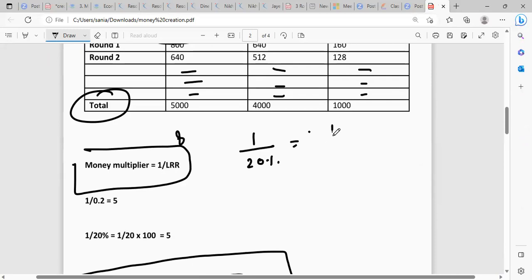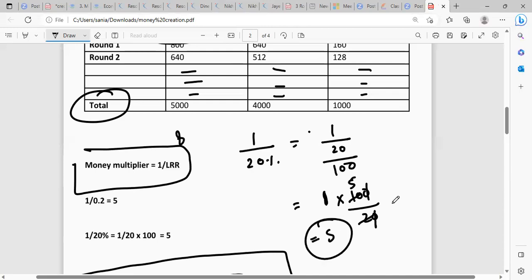Now how to solve this? 1 upon 20 divided by 100. Because I already told you whenever you're getting percentage, that means 20 divided by 100. Now see, over here, you cannot divide the number and then again divide the number, so you need to change the system. You will bring the denominator to the upper side. 1 will remain here, multiplied by 100, and then divided by 20. You will basically reciprocate it. Then 0 and 0 got cancelled, and 2 and 10 is 5. 1 multiplied by 5 is 5. So this is your money multiplier.